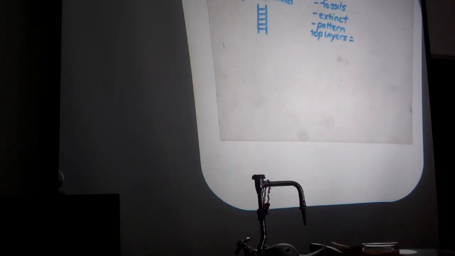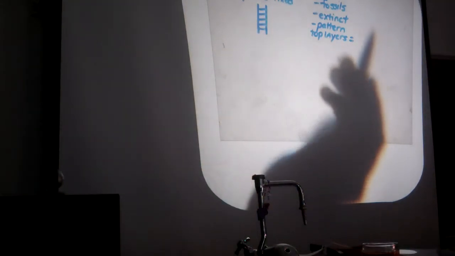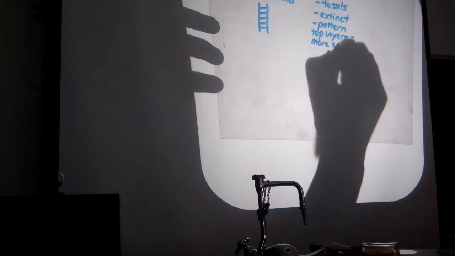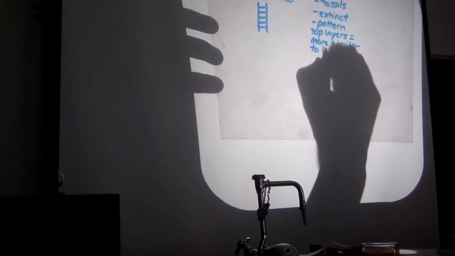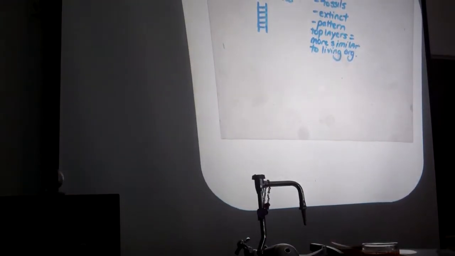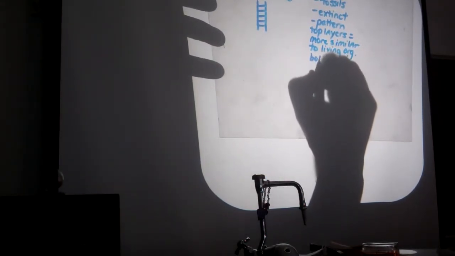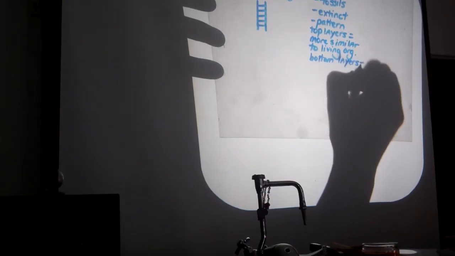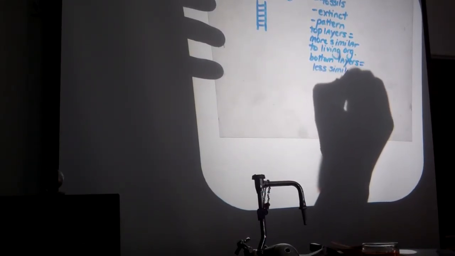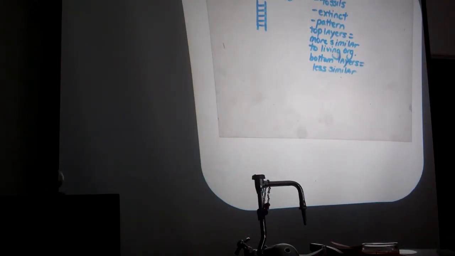In other words, he said, even though this organism in the top layer is extinct, it still resembles something living today. And he said, as you go down the rock layers, they look less and less similar to the organisms living today. So he noticed this pattern: the top layers are more similar to the living organisms at that time, and the bottom layers are less similar. There's a pattern as you go through the rock layers of the fossils.